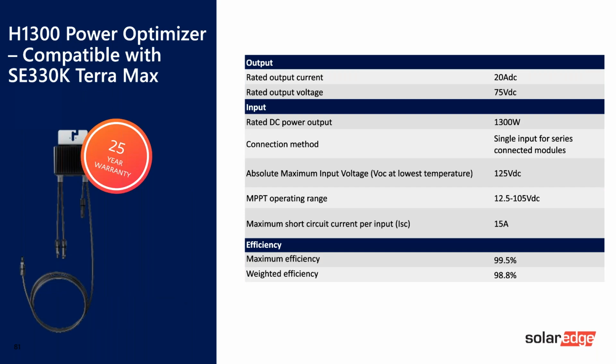To accompany that, then there's the H1300 power optimizer. That's specifically designed for the 330k TerraMax inverter. 15 amp input, so 20 amp on the output, so it really does help to make those strings much easier to install, also with a super high 99.5% efficiency.